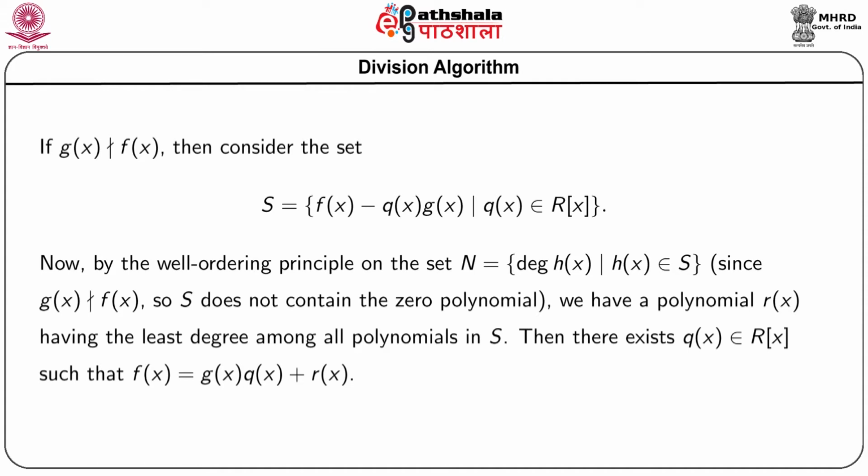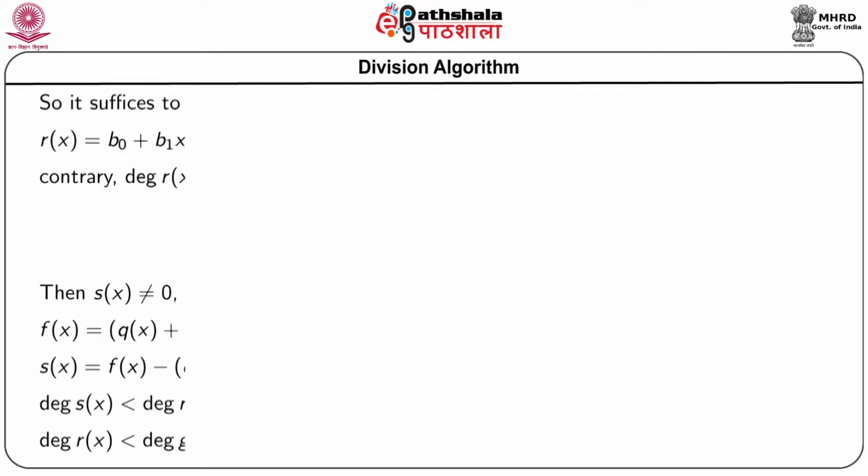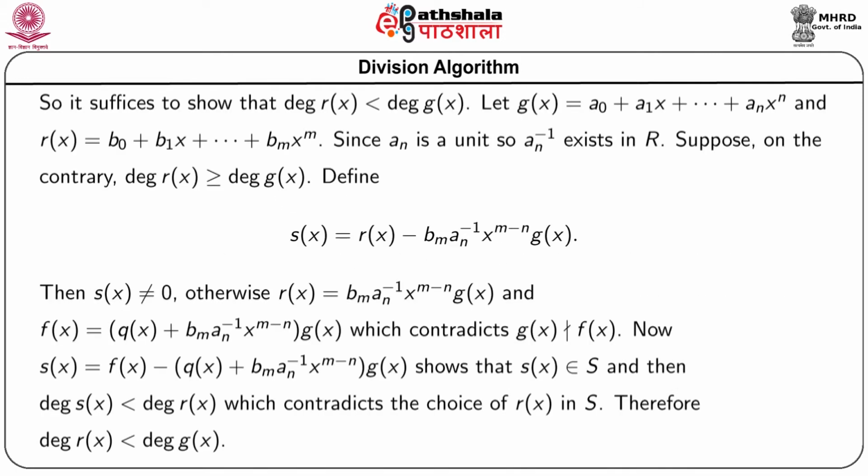but still it remains to show that R(x) satisfies all desired conditions, that is either R(x) is the zero polynomial, or if it is non-zero, then the degree of R(x) is less than the degree of g(x). Since we have assumed that g(x) does not divide f(x), R(x) can never be 0. So, here we are to show that the degree of R(x) becomes strictly smaller than the degree of g(x).